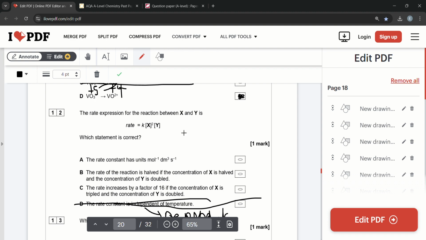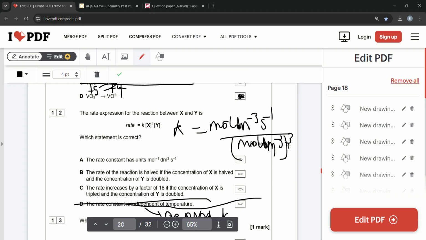Let's find out. So K is equal to rate, mole per dm^-3 s^-1, over x squared y, so mole per dm^-3 cubed. So we're left with s^-1 over mole^2 dm^-6. So it's mole^-2 dm^6 s^-1. So it's not A.